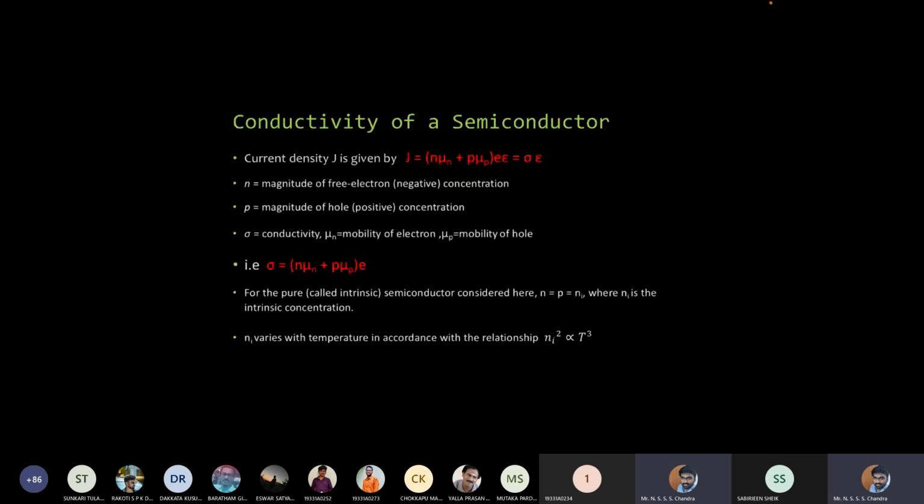Now coming to conductivity. You know that conductivity is related to current per unit area, the current density. Current density J is nothing but current per unit area. That is given by the expression J = (n μn + p μp) E, where n is the magnitude of electron concentration, p is the magnitude of hole concentration, μn and μp are the mobilities of electron and hole, and sigma is your conductivity.